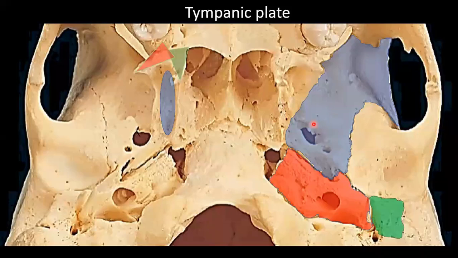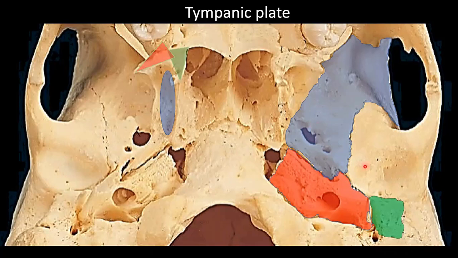And this quadrangular plate, which is bounding the external auditory meatus, is known as the tympanic part of the temporal bone. Okay, so the temporal bone has how many parts? Four parts. What are these four parts? Squamous part, petrous part, tympanic part, and the styloid process.